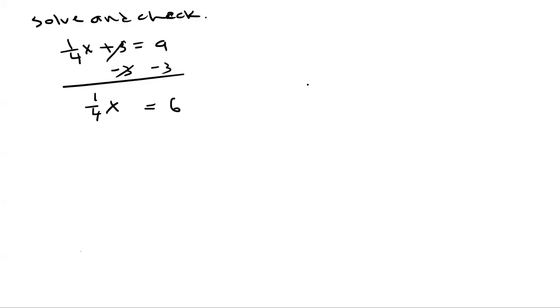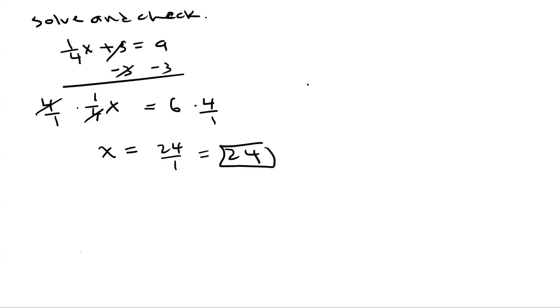Okay. Now I can do two ways here. I can either divide both sides by 1/4, all right? Or I can just multiply by the reciprocal, okay? So I'm going to do the reciprocal, 4/1, right? So then the 4's here will cancel. 1/1 is 1, so that gives me x. And then 6 times 4/1 is 24/1, which is just 24, okay? So that's our answer there.